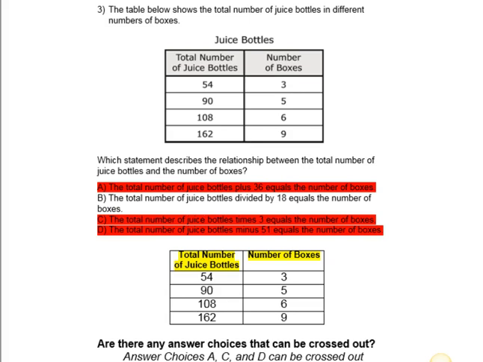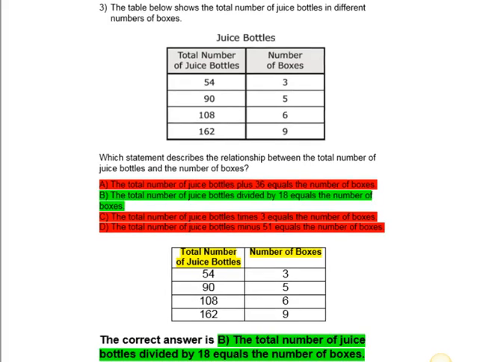Let's move to the next line, because remember we said it's correct for the first row, so jump to the second row and see if it's correct as well. Does 90 minus 51 equal 5? No, it does not. So again, A, C, and D can be crossed out. So our answer choice is B. The total number of juice bottles divided by 18 equals the number of boxes. Let's move to question number 4.